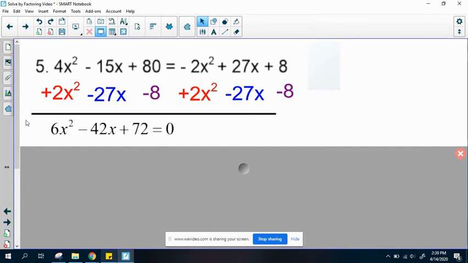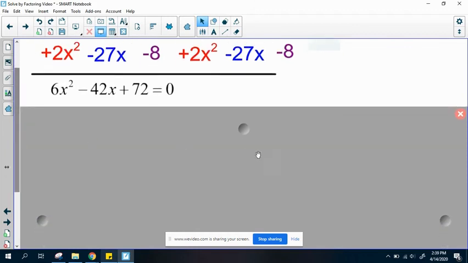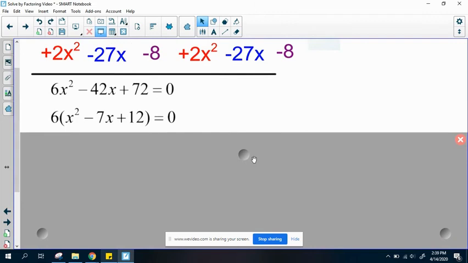Now I'm going to do GCF. I see a 6, a 42, and a 72. They're all divisible by 2, but higher than that is actually a 6. So if I divide everything by 6, 6 divided by 6 is 1. 42 divided by 6 is 7, and 72 divided by 6 is 12. Remember, you want to take out the highest because it'll make your life easier when you're trying to factor, because these are much smaller numbers to work with.